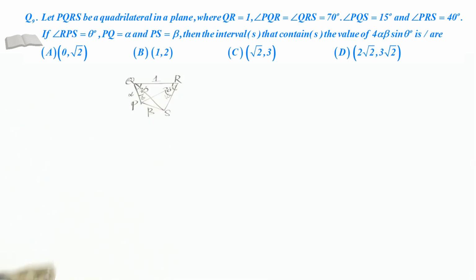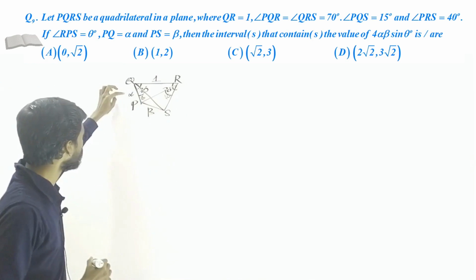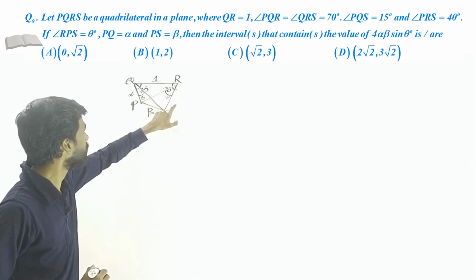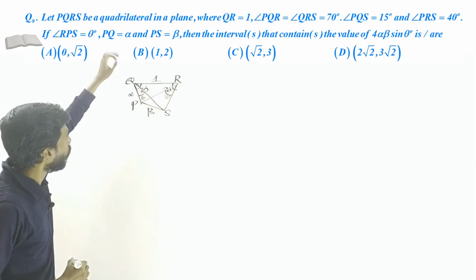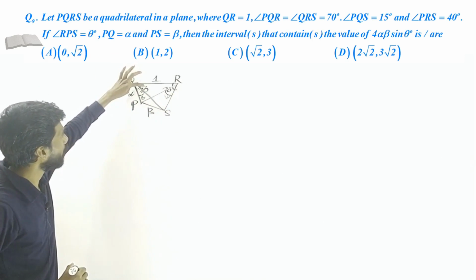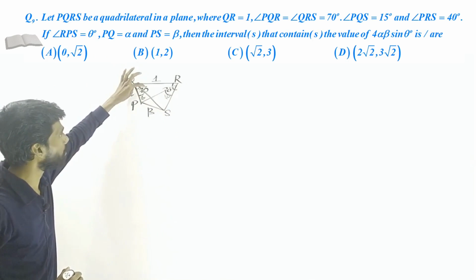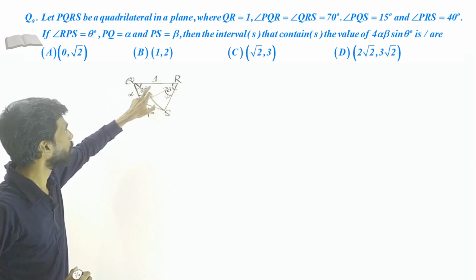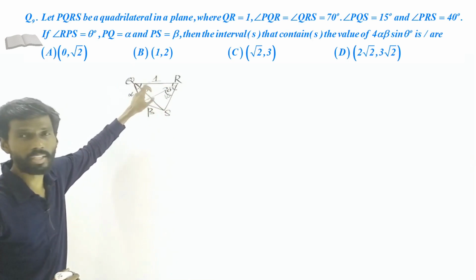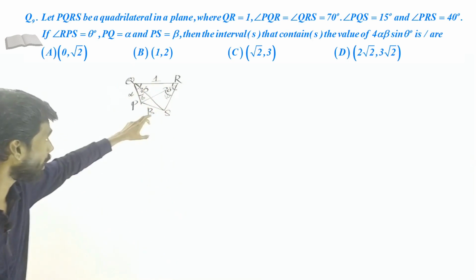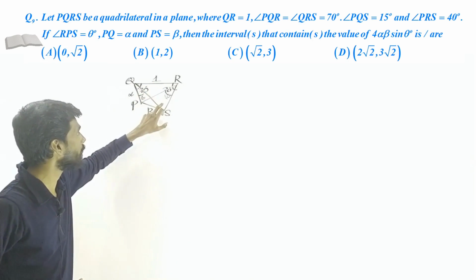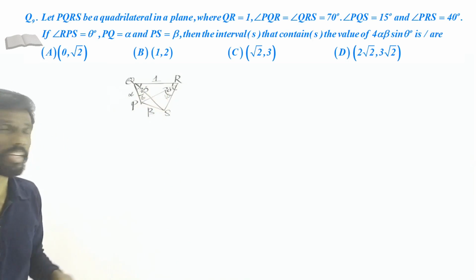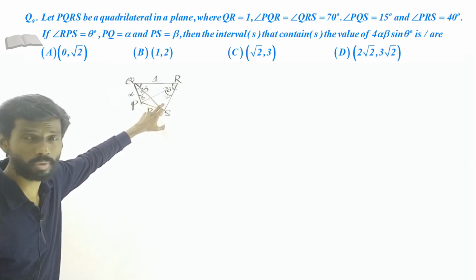Now all the 4 sides are known? No, only 3 sides are known: alpha, beta and 1. What is this length? Is it possible to find this length? What is this angle? That angle is 70 minus 15, that is 55. This angle is 55 and this angle is 70. In this triangle, 70 plus 55, so 180 minus that value, so that is 180 minus 70, 110, minus 55, that is also 55.